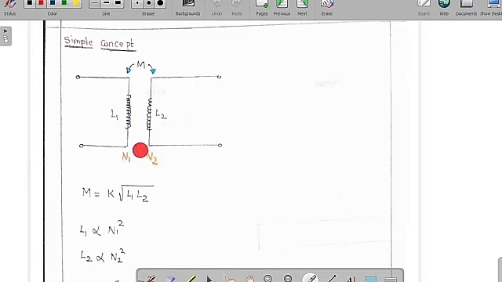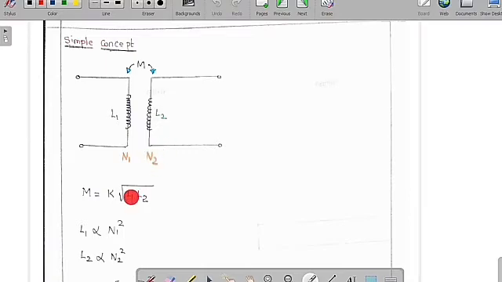I already told you the relation that the coefficient of coupling is K equals M divided by the square root of L1 L2, where K lies between 0 and 1. Therefore M lies between 0 and the square root of L1 L2. So M is equal to K times the square root of L1 L2, where the inductance of any coil is directly proportional to the square of the number of turns divided by the reluctance of the coil. Therefore L is directly proportional to N1 squared.